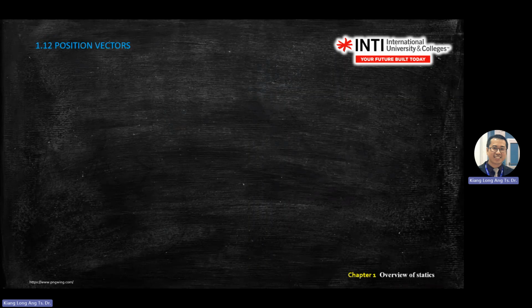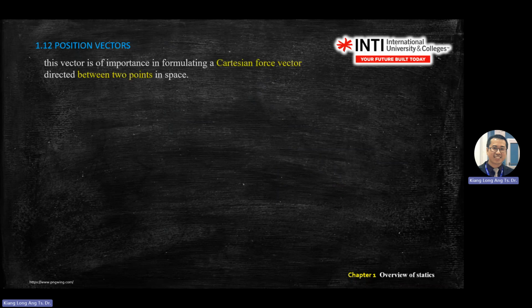Today we will look into vectors. We'll look into dot products. So when you see the words Cartesian force analysis, we need to use i, j, k.